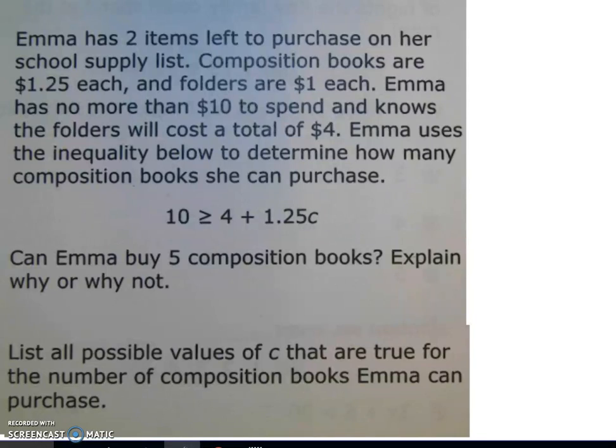On number 2, it says Emma has 2 items left to purchase on her school supply list. Composition books are $1.25 each, and folders are $1 each. Emma has no more than $10 to spend and knows that the folders will cost a total of $4. Emma uses the inequality below to determine how many composition books she can purchase. Can Emma buy composition books? Explain why or why not.